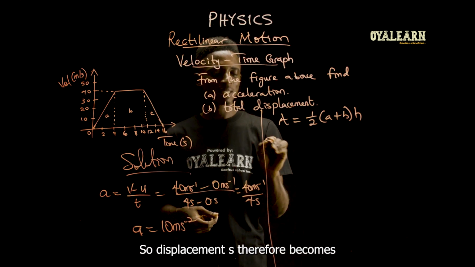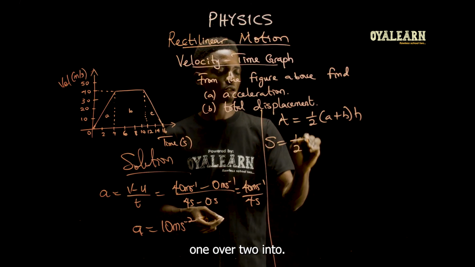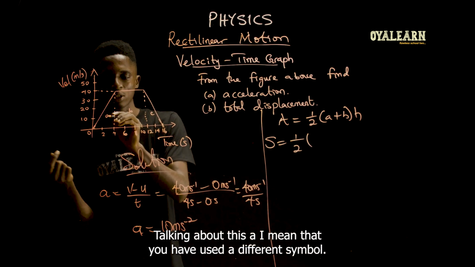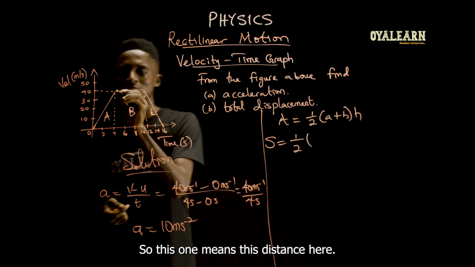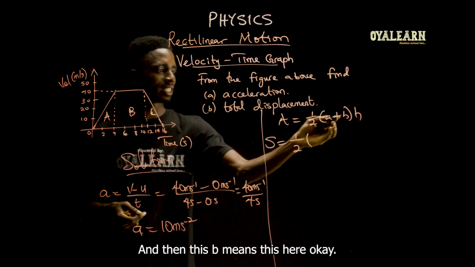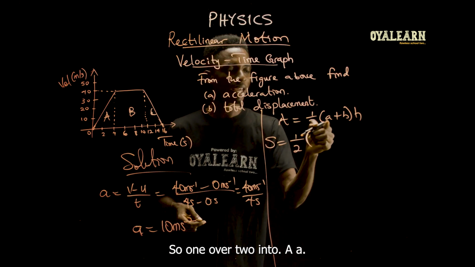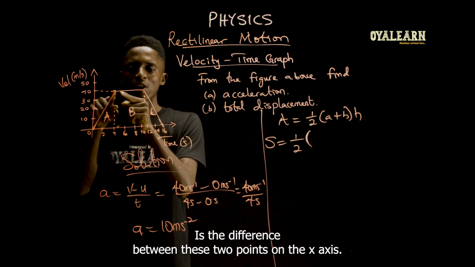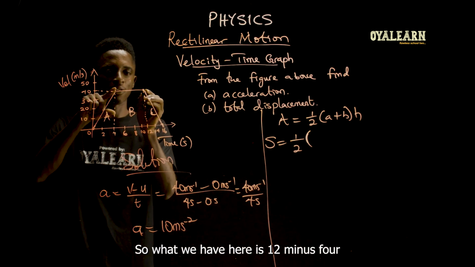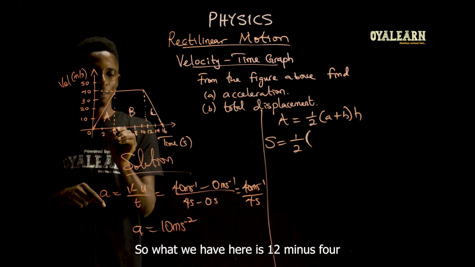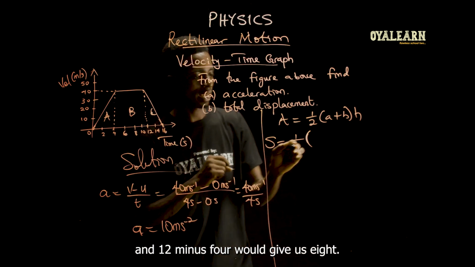So displacement S therefore becomes 1 over 2 into, now I'm not talking about this A, maybe I should have used a different symbol. Let me call this A, then B, then C. So this one means this distance here, and then this B here means this here. Okay, so 1 over 2 into A. A is the difference between these 2 points on the x-axis. So what we have here is 12 minus 4. And 12 minus 4 would give us 8.